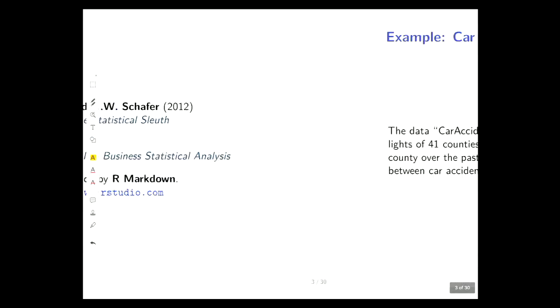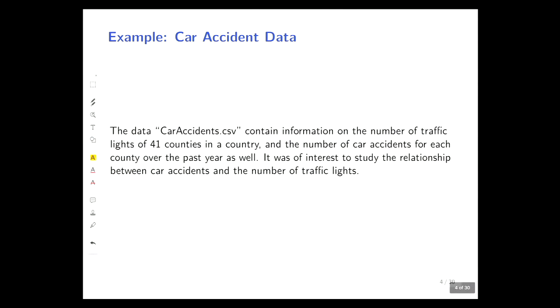Okay, so let's look at our motivating example. In this motivating example, we are interested in modeling the car accidents in 41 counties in a country. The response variable is the number of car accidents for each county. So we have 41 counties, and in each county in the past year, we have the number of car accidents. This is the response variable. You can see here we model the number, so that means we can call it the count response.